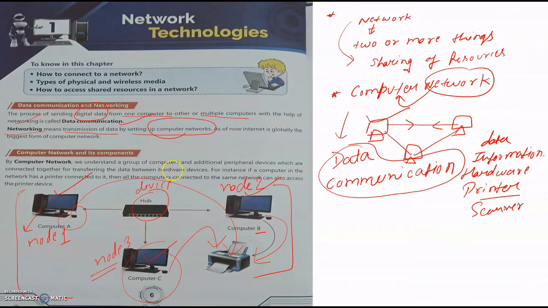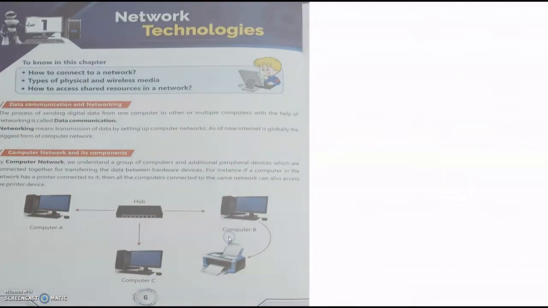By computer network, we understand a group of computers and additionally peripheral devices. These are the peripheral devices, that is the printer, which are connected together for transmitting data between the hardware devices. If a computer in a network has a printer connected to it, then all the computers connected to the same network can also access the printer device, or any other device. Clear? Now coming to the next.